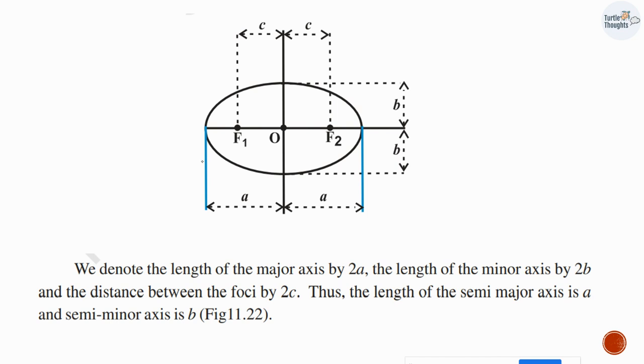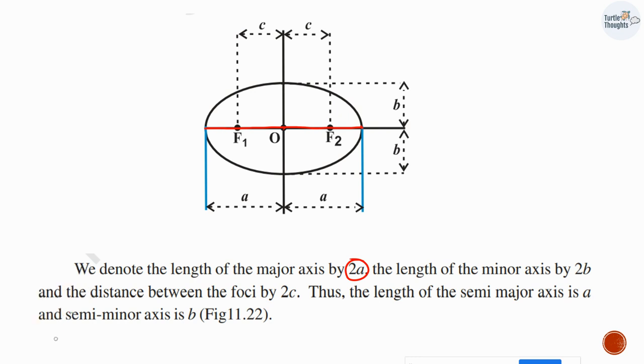Next, we denote the length of the major axis. The length of the major axis, from here to here, this one, the red one, we denote it by 2a. The distance from the center to this point is going to be a. Again, from this point to this point is also a. The total length of the major axis is taken as 2a.